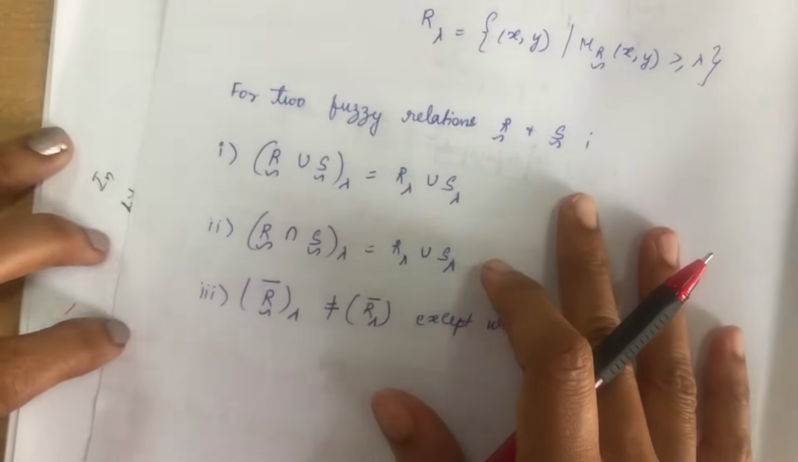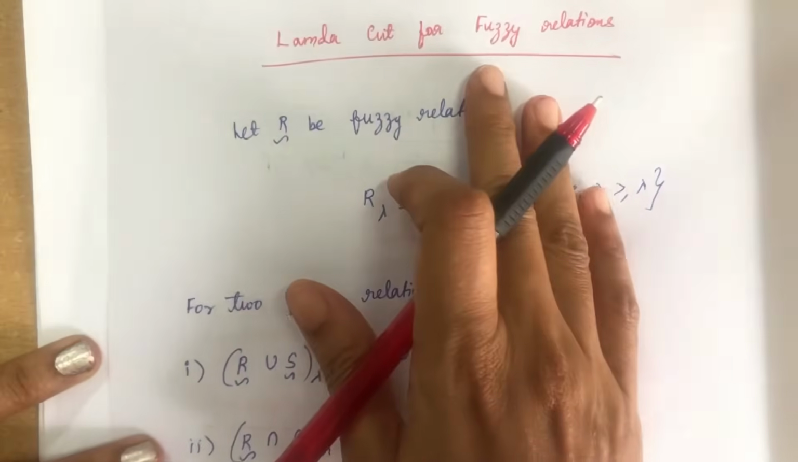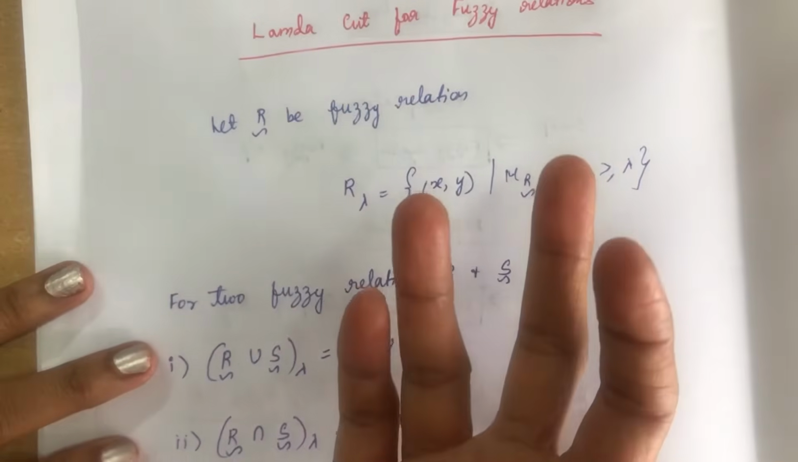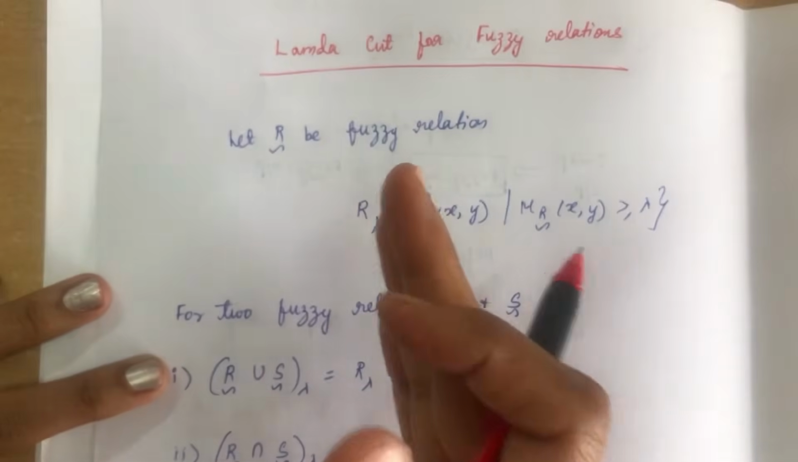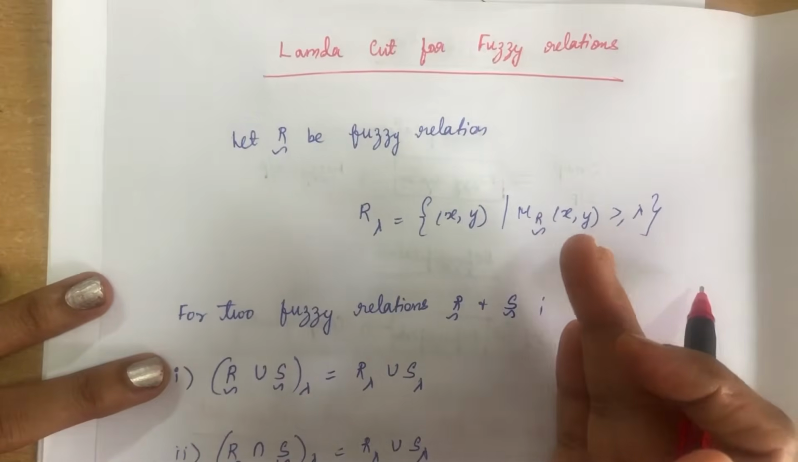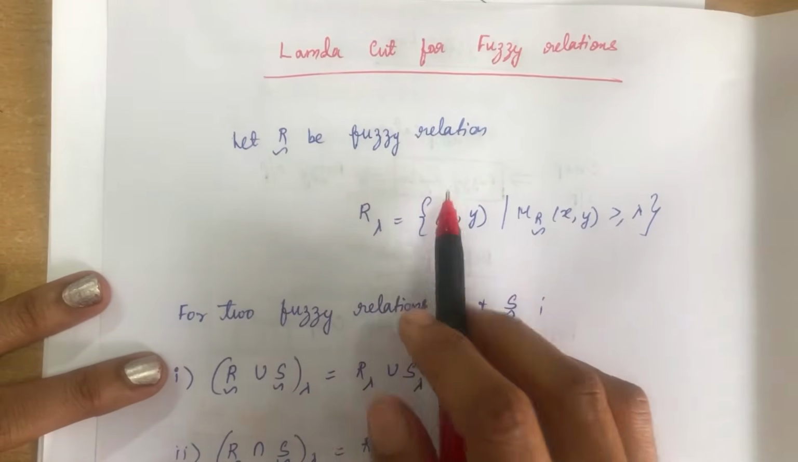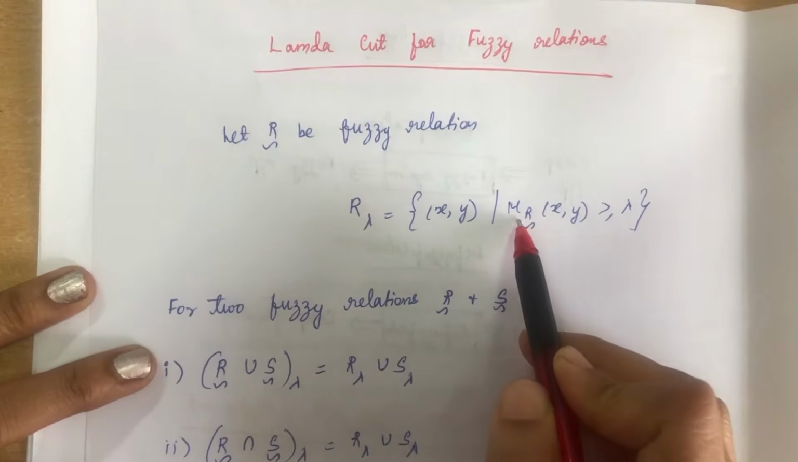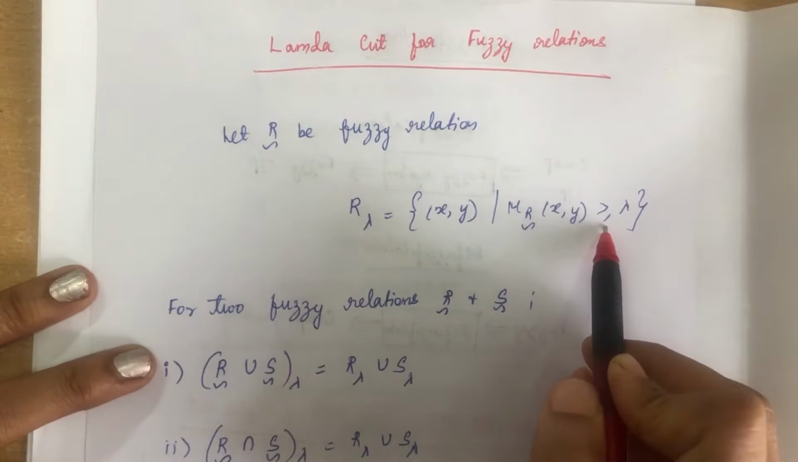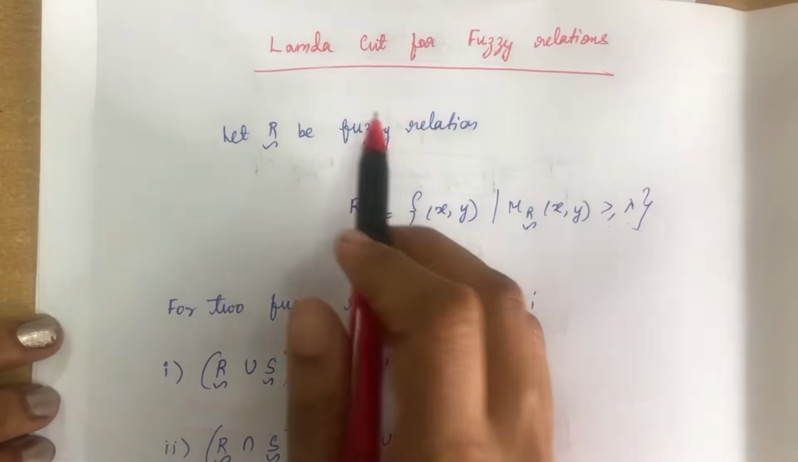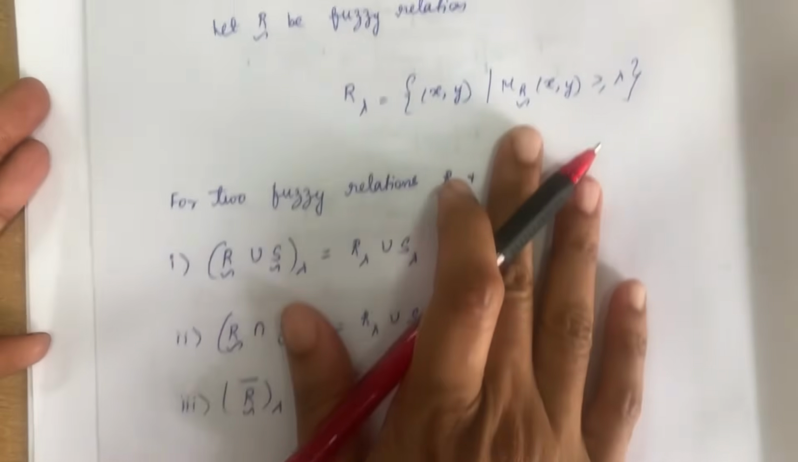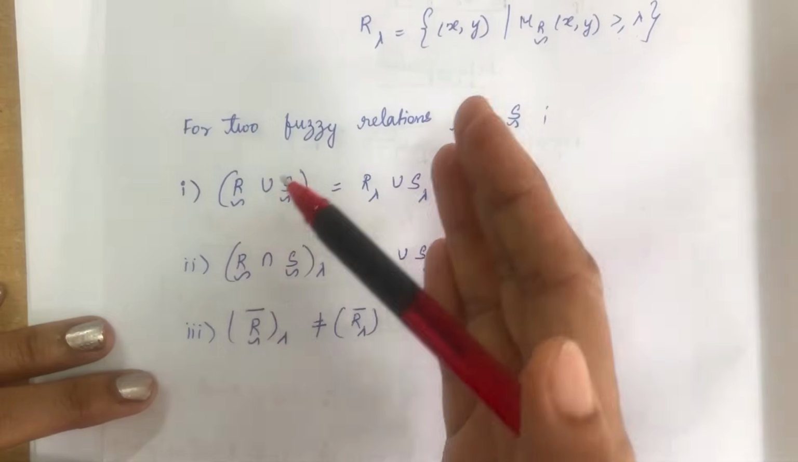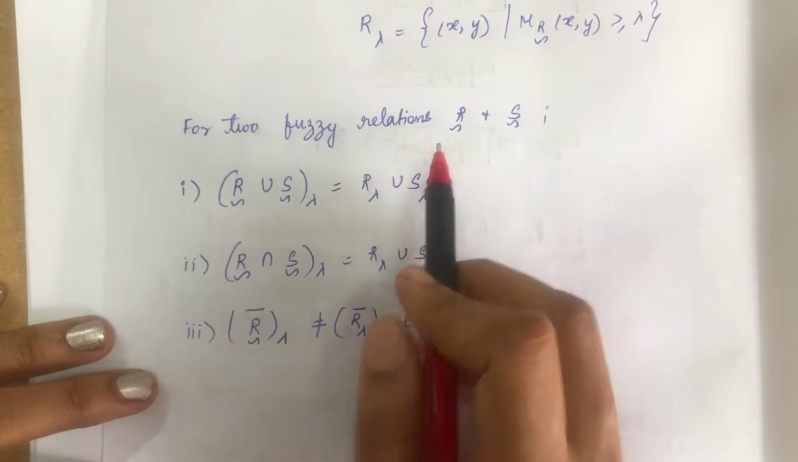And you can use the same thing for a fuzzy relation. What is a fuzzy relation? It is formed from a Cartesian product of two fuzzy sets. So let R be the fuzzy relation. Then you can take the pairs x comma y where the membership value of this relation is greater than or equal to lambda. Then it is called the lambda cut for the fuzzy relation. The same thing applies to fuzzy relations also.